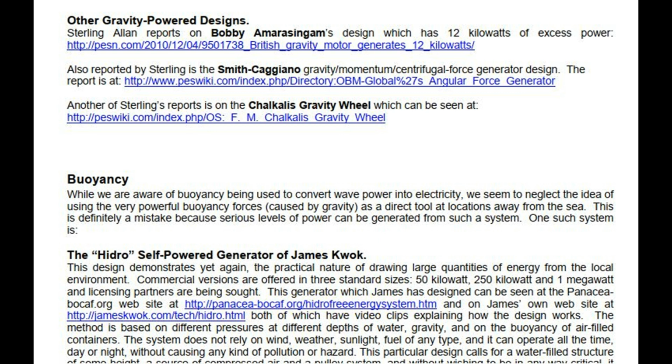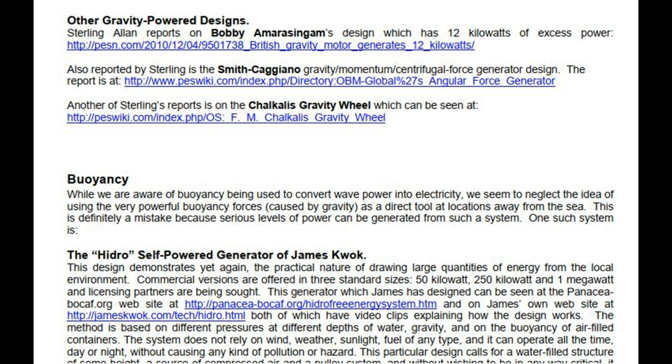Buoyancy. While we are aware of buoyancy being used to convert wave power into electricity, we seem to neglect the idea of using the very powerful buoyancy forces, caused by gravity, as a direct tool at locations away from the sea. This is definitely a mistake because serious levels of power can be generated from such a system. One such system is the Hydro self-powered generator of James Kwok. This design demonstrates yet again the practical nature of drawing large quantities of energy from the local environment.